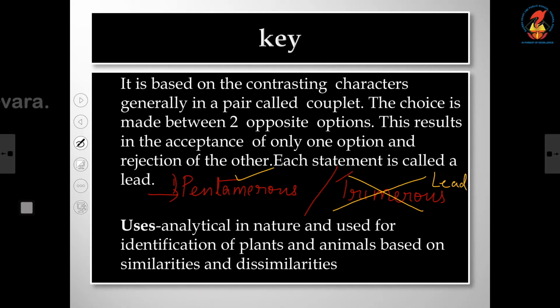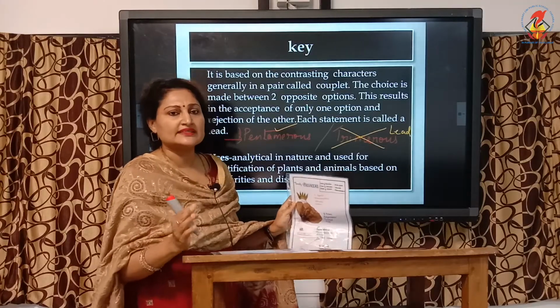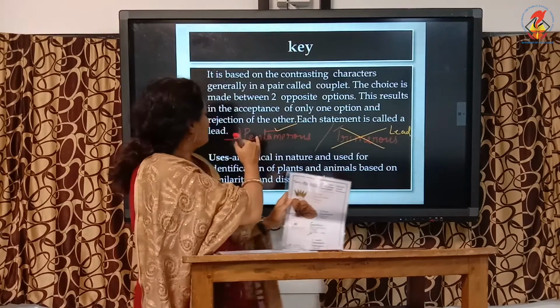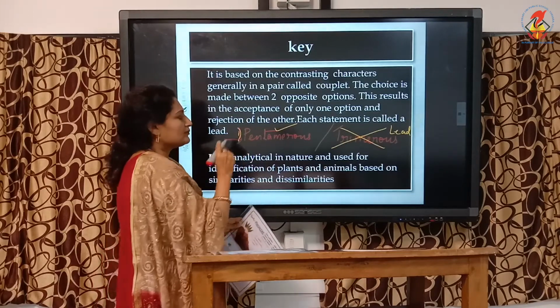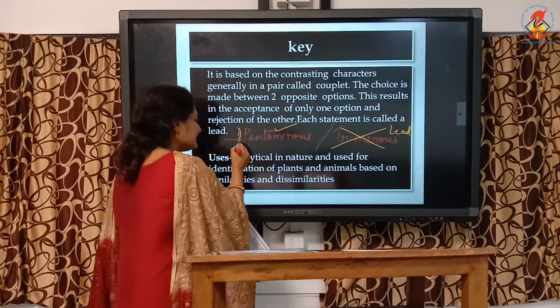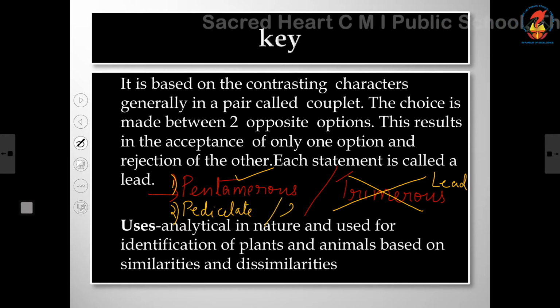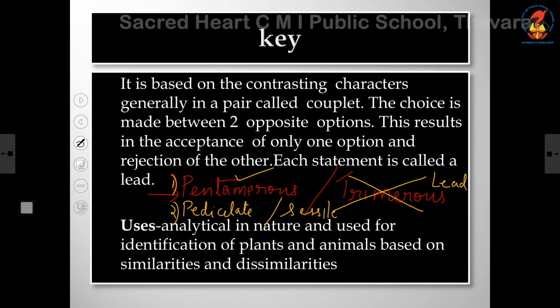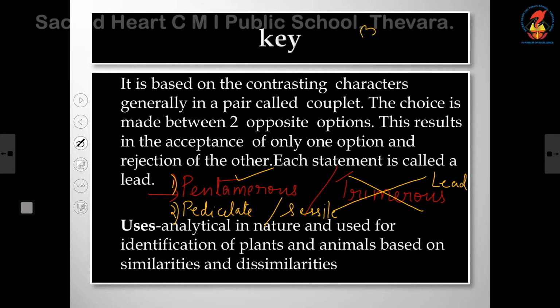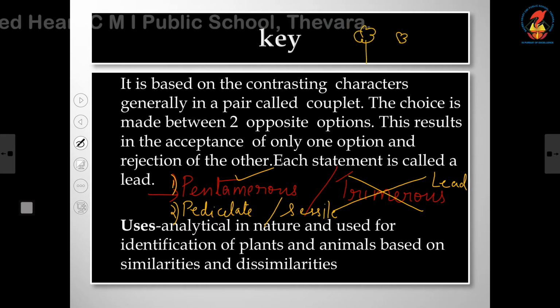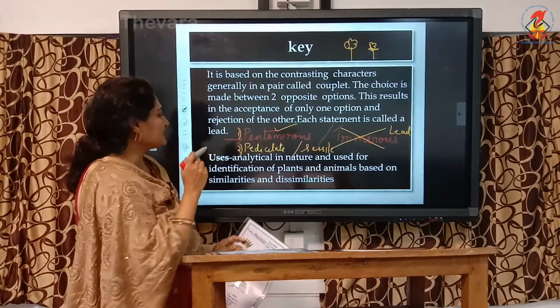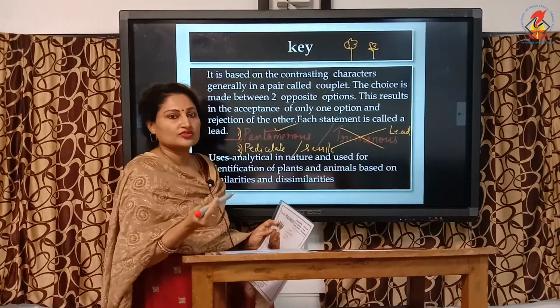Actually there are a number of leads in a key. So a key comprises a number of leads. For example, I made one lead. Let this be the first lead, pentamerous or trimerous. Second lead, if the flower has a stalk, it is called pedicellate. If it does not have a stalk, it is called sessile. I hope you have understood. See, flowers with stalk and flowers without stalk. The flower with stalk is called pedicellate and the flower without stalk is called sessile.